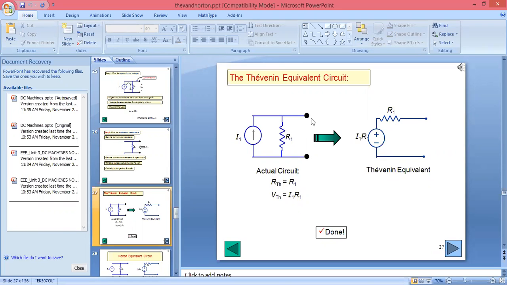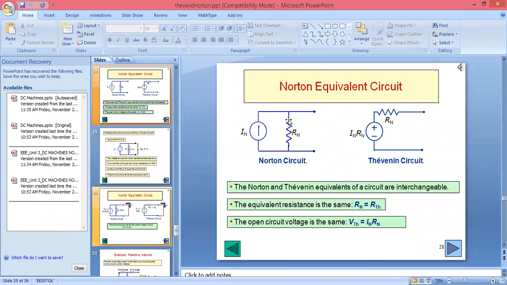This circuit is nothing but the Norton circuit. So here we are saying this is the Norton equivalent circuit. We can say this is the Norton's current, and for Thevenin, that is nothing but VTH, or we can say that is ITH into RTH, or we can say IN, RN. All are having the same meaning.